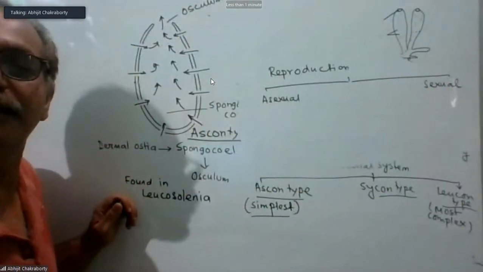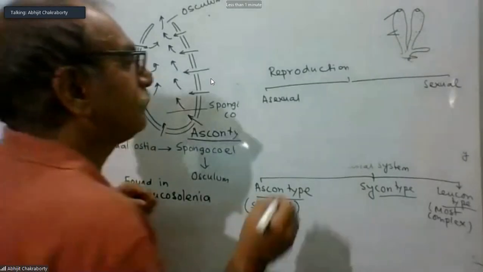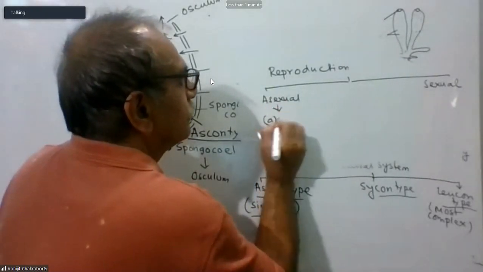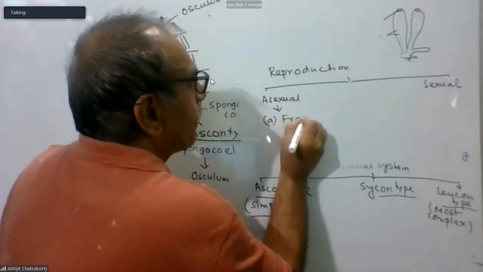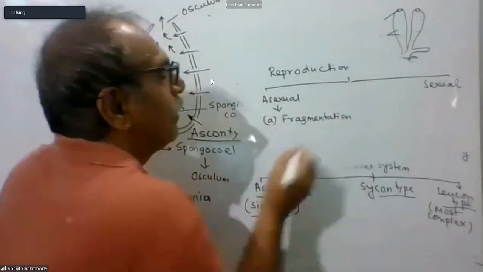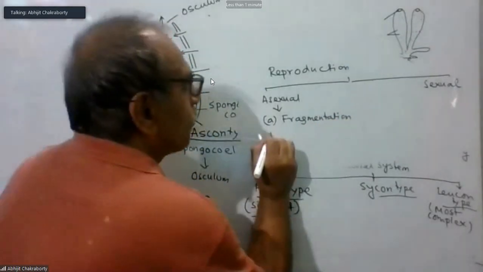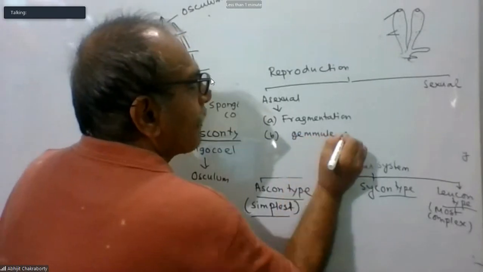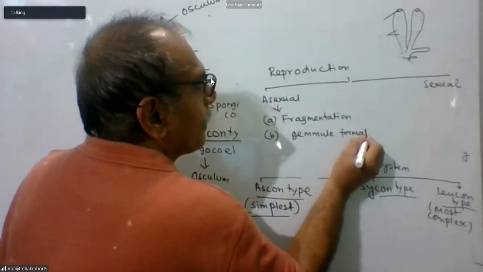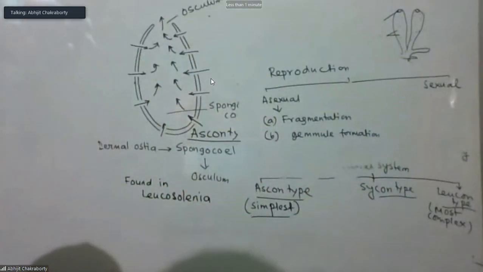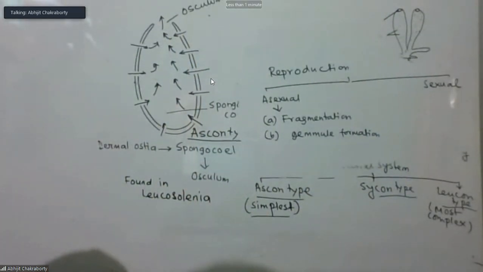Asexual and sexual. Under asexual reproduction: fragmentation and gemmule formation. Mainly, these are the two ways they reproduce asexually.